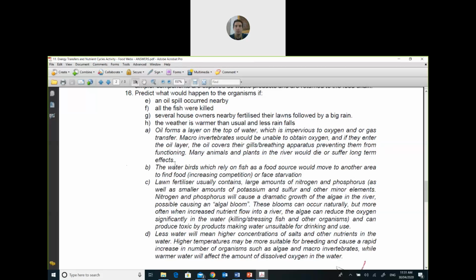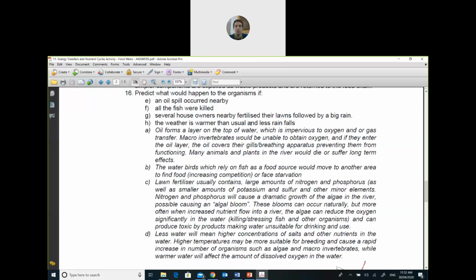What if all the fish were killed? Well, if the fish are killed, then the water birds, which rely on the fish, would realize, wait, we don't have a food source here, so we're going to move on. We're going to go to another area to find food. That would increase competition in this other area, which would be issues there, or they would just hang around and face starvation potentially.